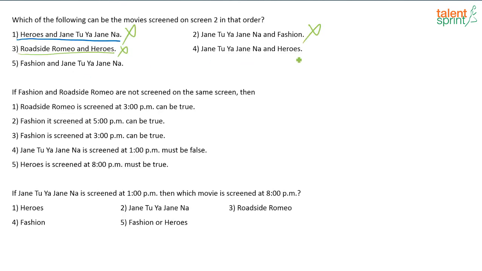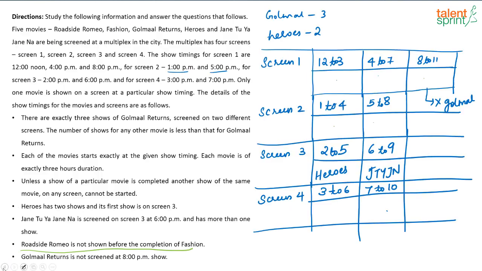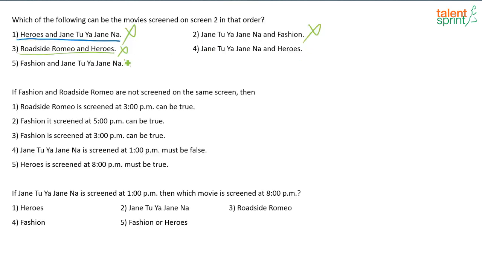Now, Jane Tu Ya Jane Na and Heroes. And one more is there, Fashion and Jane Tu Ya Jane Na. Okay, let us try that first. This is Fashion and this is Jane Tu Ya Jane Na. Now again, this is very clearly not possible because here Jane Tu Ya Jane Na is screened between 5 and 8. Here it is screened between 7 to 10. Overlapping. So not possible. So obviously option 4 has to be your answer.